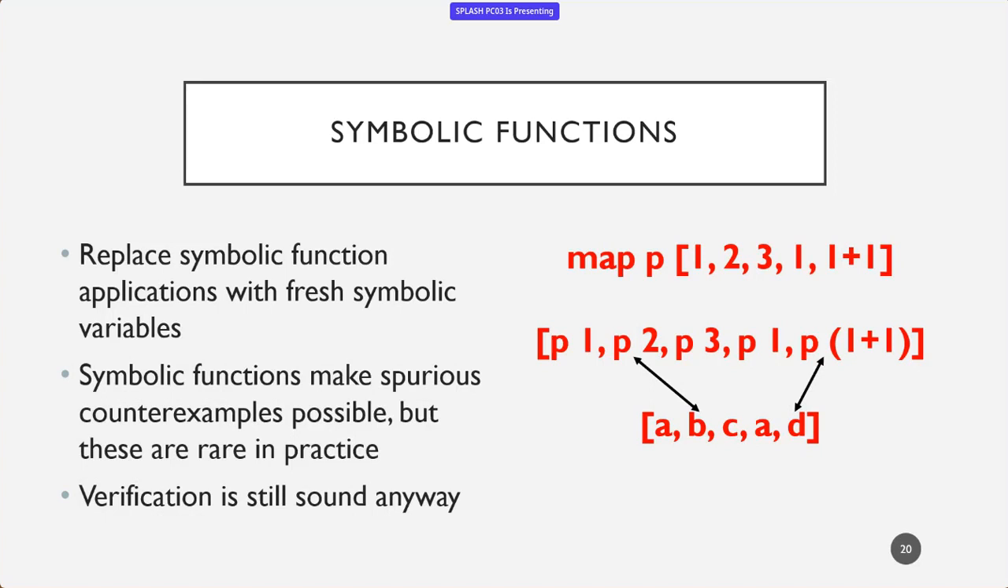that really are equivalent. And because of this, spurious counterexamples are possible when we're dealing with symbolic functions, but these are rare in practice. During our evaluation of Nebula, we never encountered a single one. More importantly, verification is still sound anyway, in spite of this possibility, because these substitutions only make proof goals more general rather than more specific. So we're still proving everything we need to prove, just more generally.